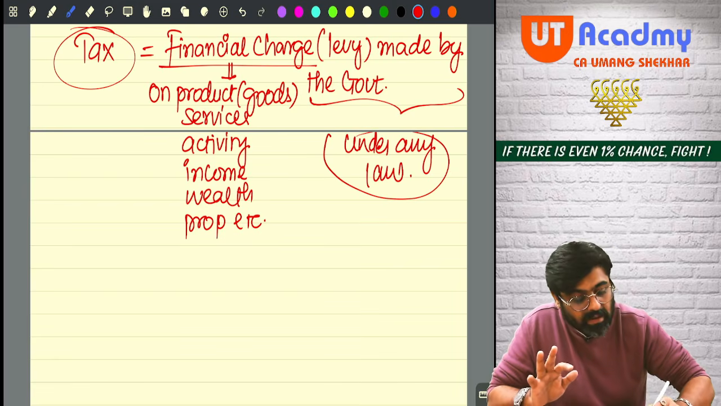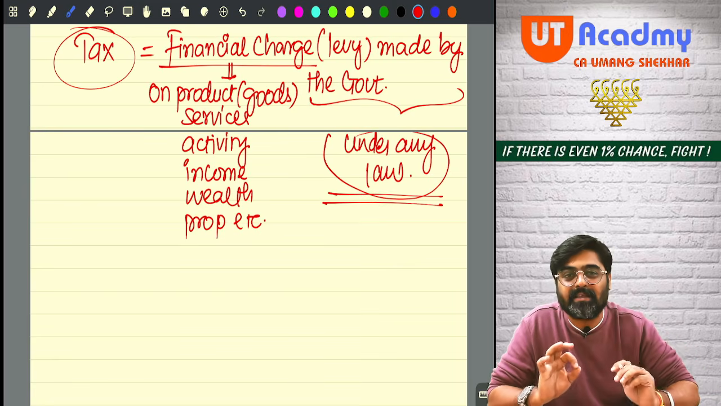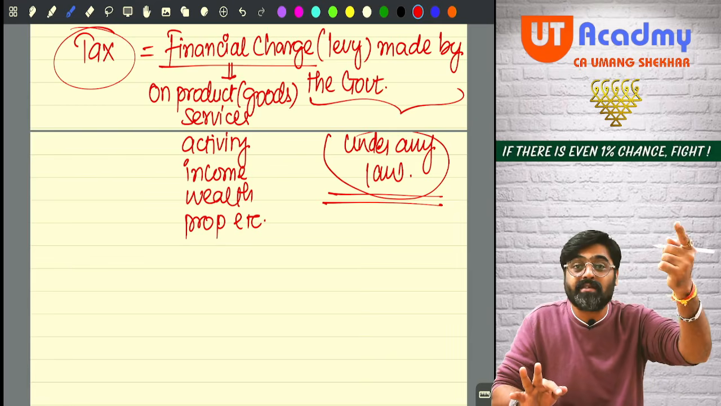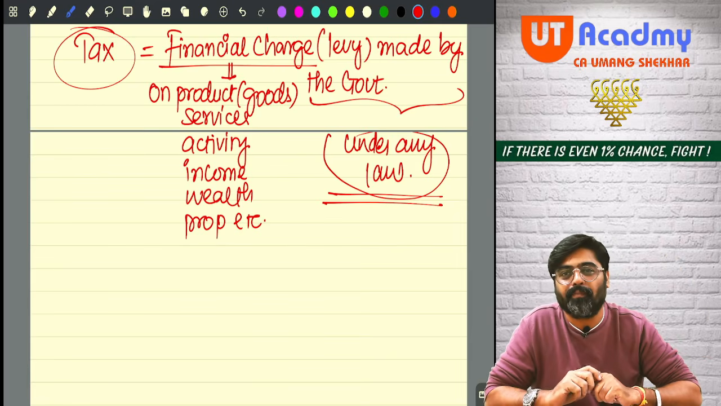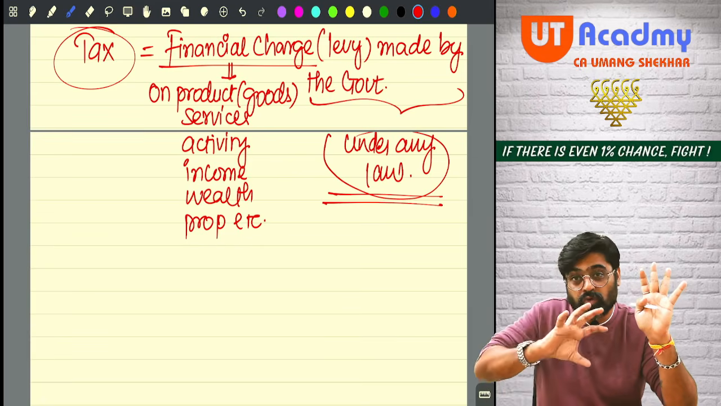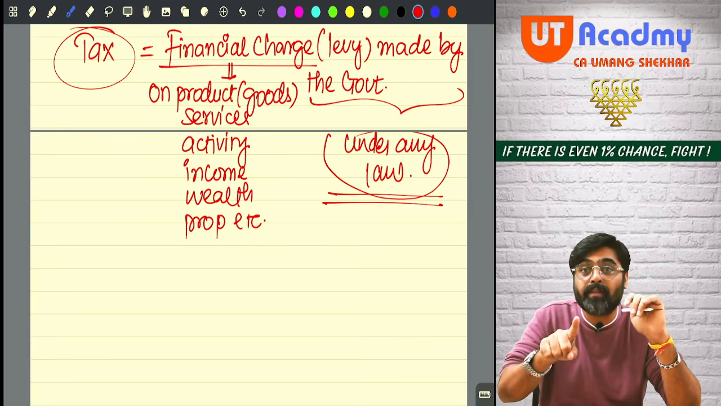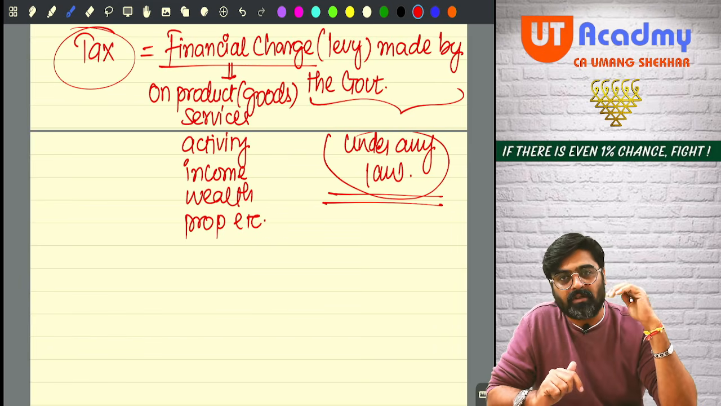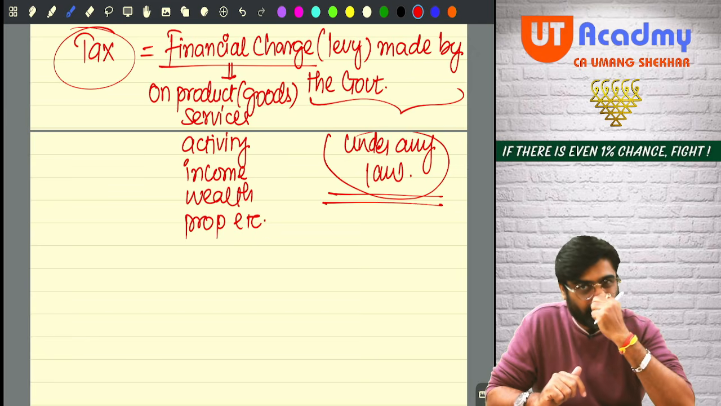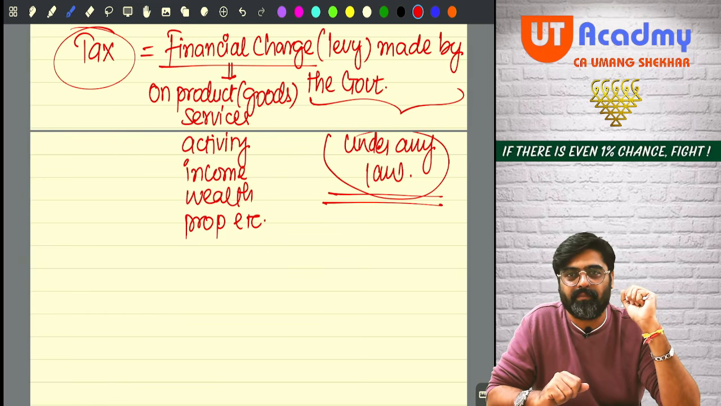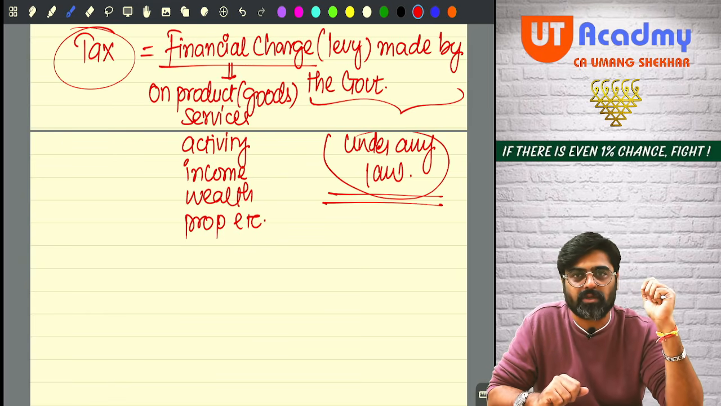See, any financial charge will be treated as tax only if that financial charge is as per the law. Government does not have any power to charge some amount from you if the government is not authorized by any law. Because you know that in India, what is the supreme legislation, which is the biggest law in India? You might have heard about the Constitution of India, right? Have you heard about Constitution of India?